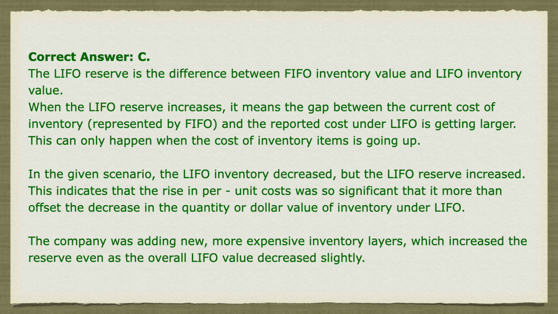In the given scenario, the LIFO inventory decreased, but the LIFO reserve increased. This indicates that the rise in per unit cost was so significant that it more than offset the decrease in the quantity or dollar value of inventory under LIFO. The company was adding new, more expensive inventory layers, which increased the reserve even as the overall LIFO value decreased slightly.